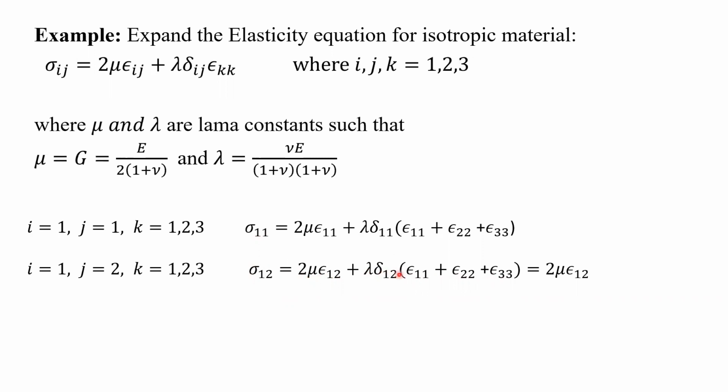That means the whole term will go away. So it zeroes out the second term. And then we only have 2 mu epsilon 1,2. And if you go back to the definition here, the shear stress is G gamma 1,2, and gamma 1,2 is 2 epsilon 1,2. So we are getting our stress equations just from this equation.